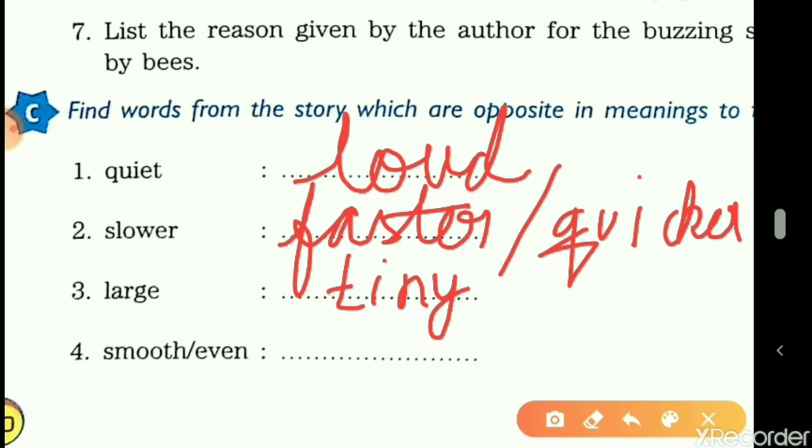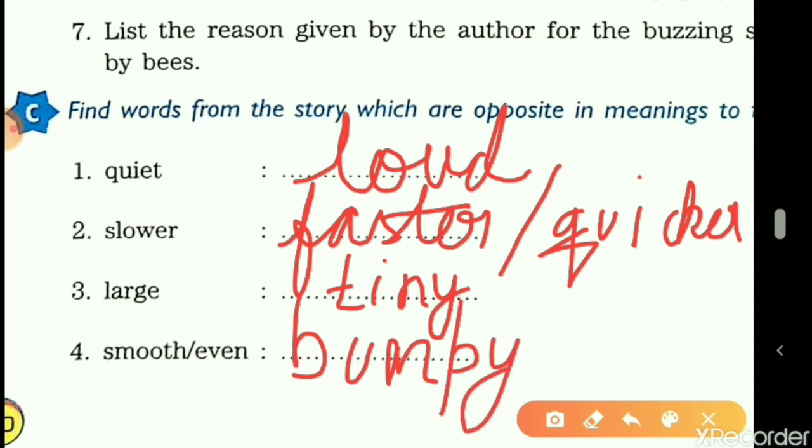Now, smooth or even. Smooth and even means something completely plain, completely even. And what will be its antonym, children? Bumpy, which is not smooth and even. So smooth, even, bumpy, bumpy, smooth, even. So these are the opposites. They can be asked from the other side also. Suppose the word bumpy comes, so you will have to write either smooth or even as its antonym.